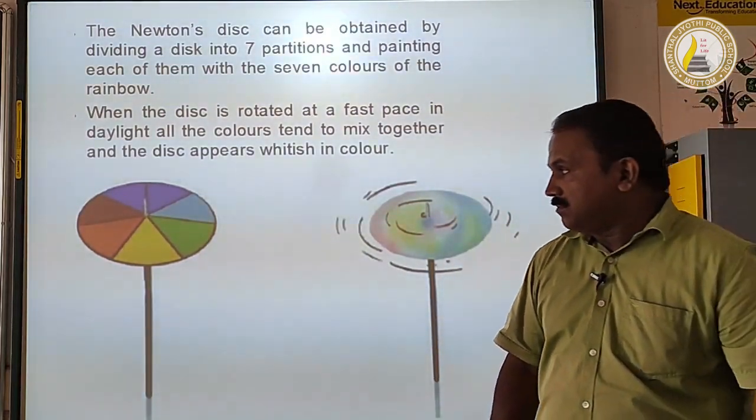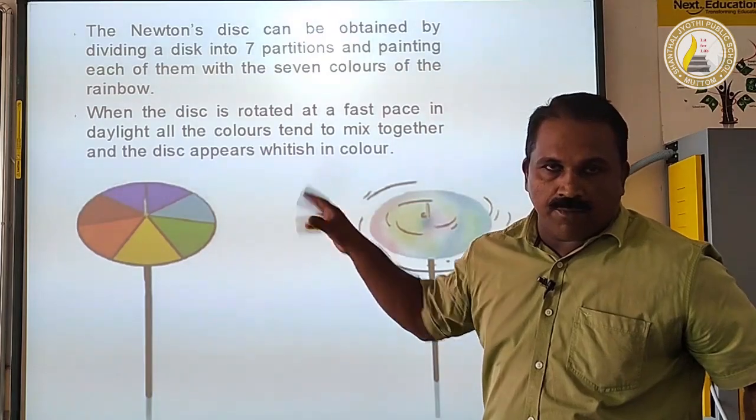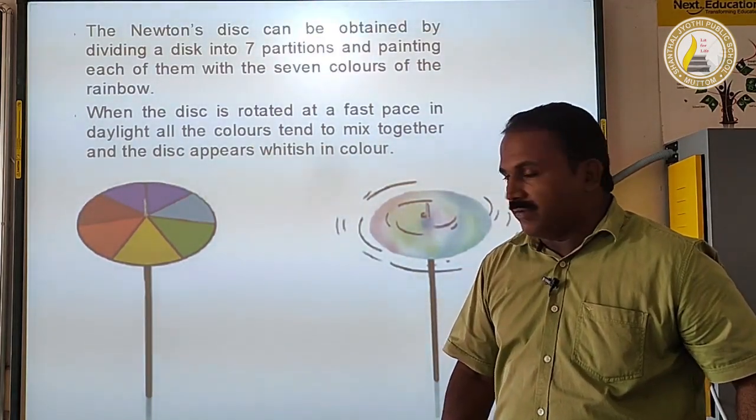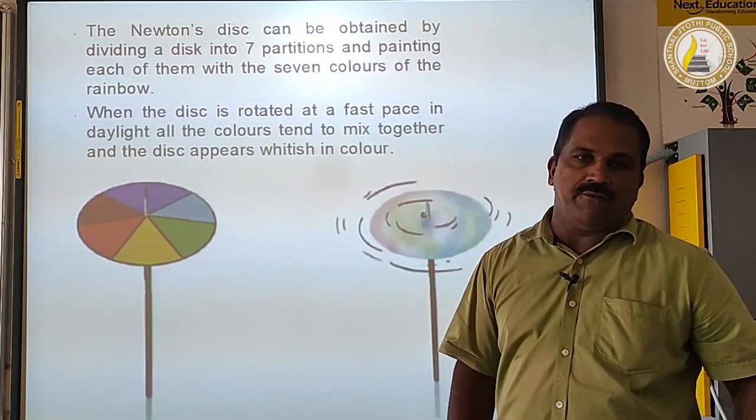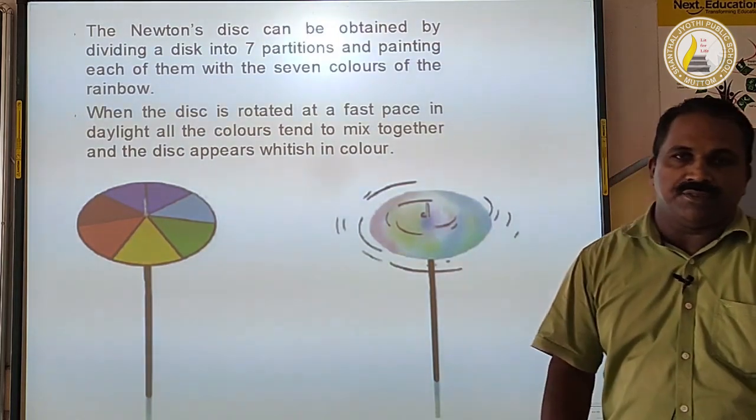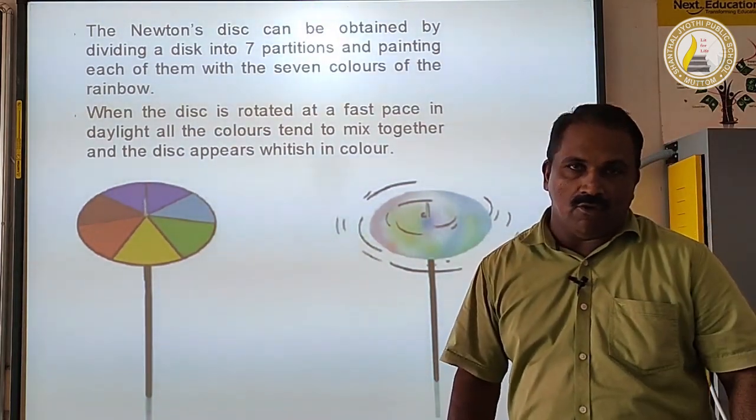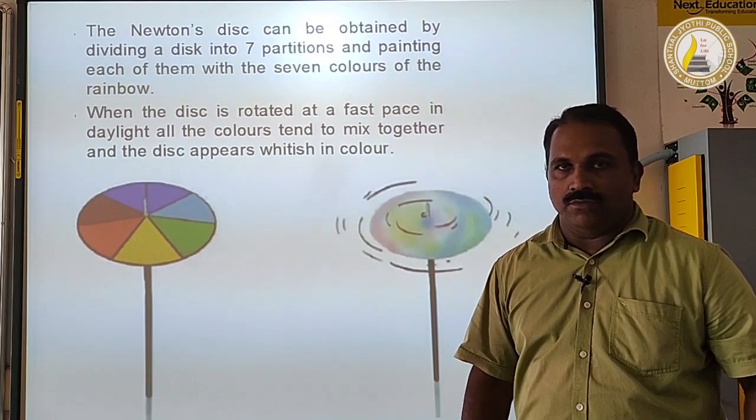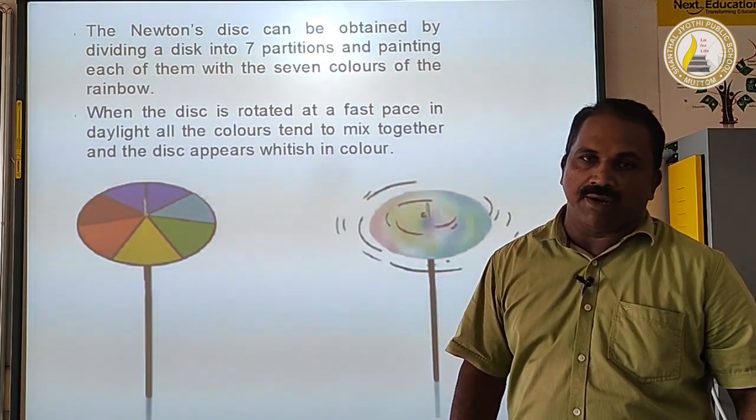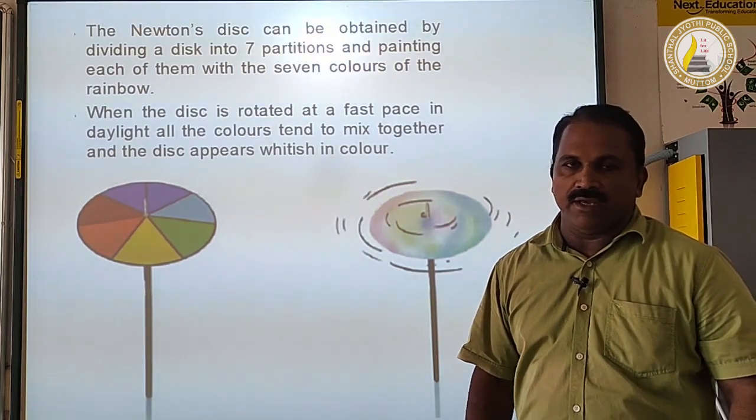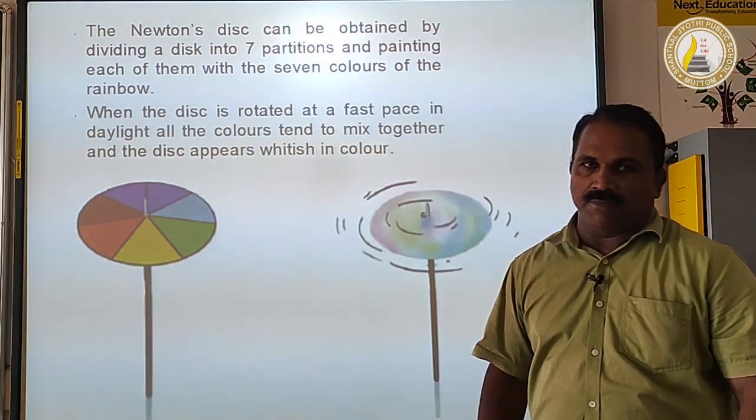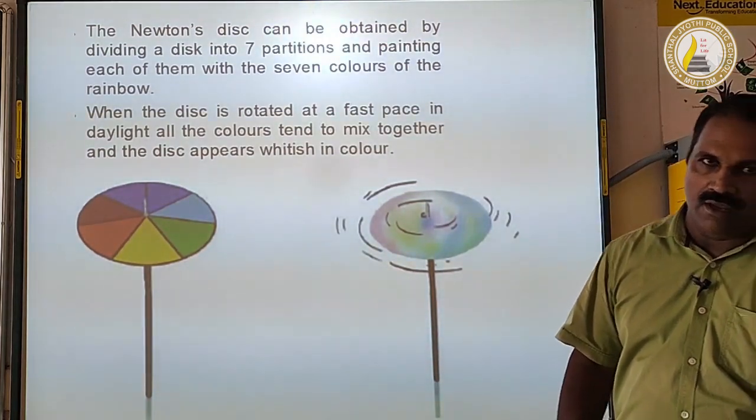Newton disk is a cardboard disk divided into 7 segments with 7 colors pasted, then it rotates very fast, and we can see only one color. The color of the disk will be white. Why can we see only one color? You remember the word: because of the persistence of vision. So that is the process, persistence of vision.